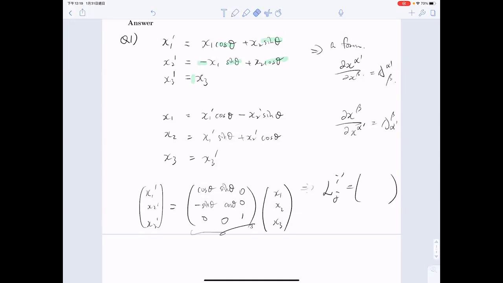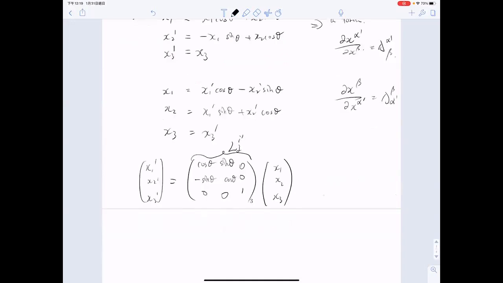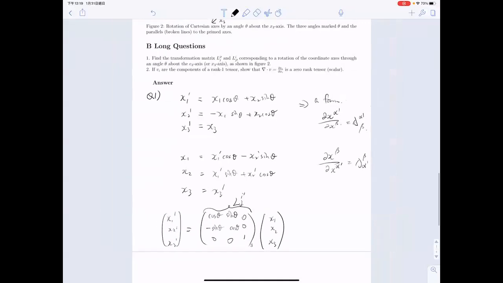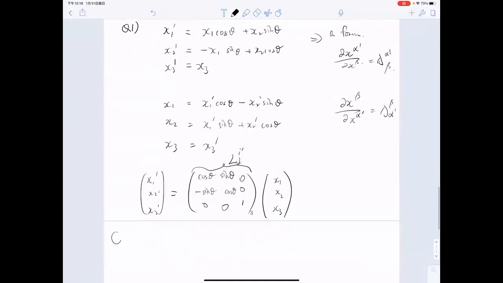Now I'm very lazy, so I won't write out the i prime j. You can do it the same way, and you can find the inverse coordinate transformation matrix. All right, easy. How about the answer to question 2?